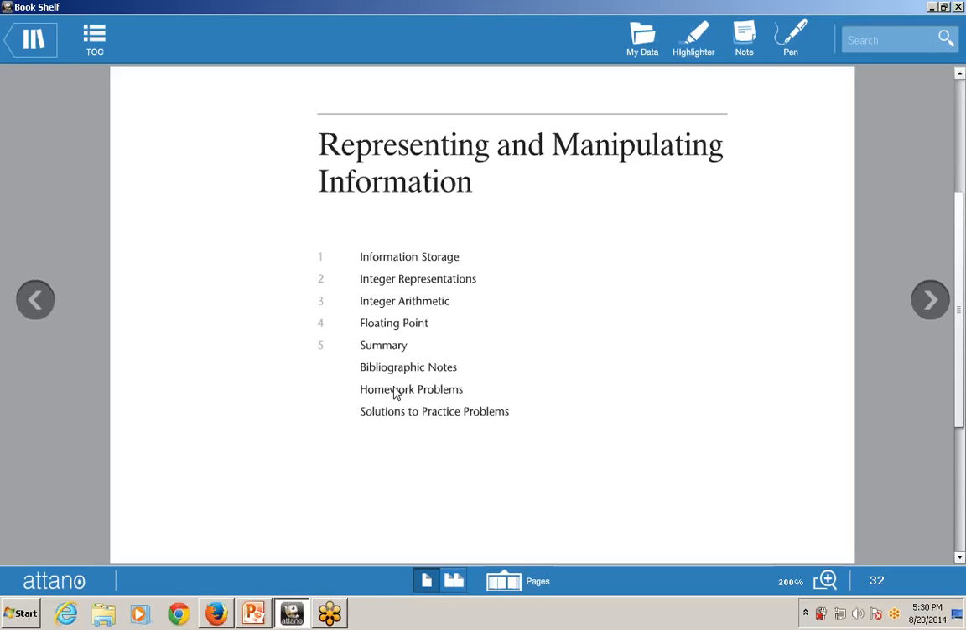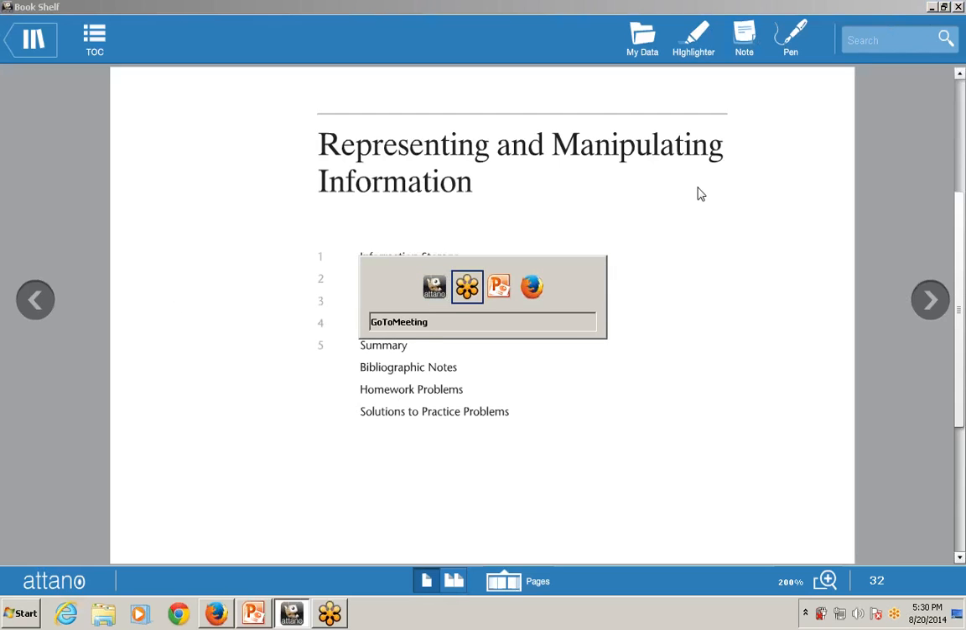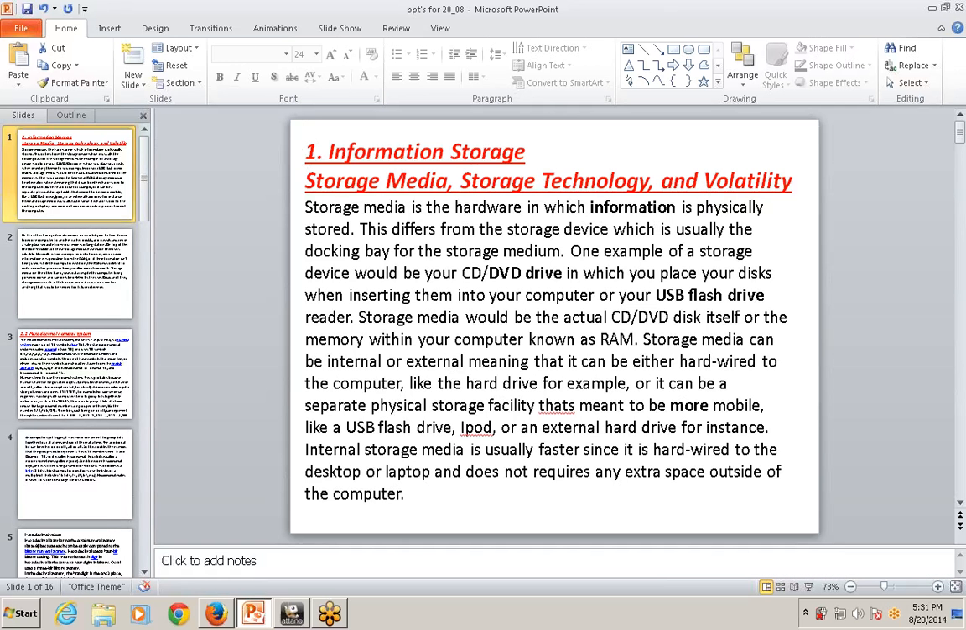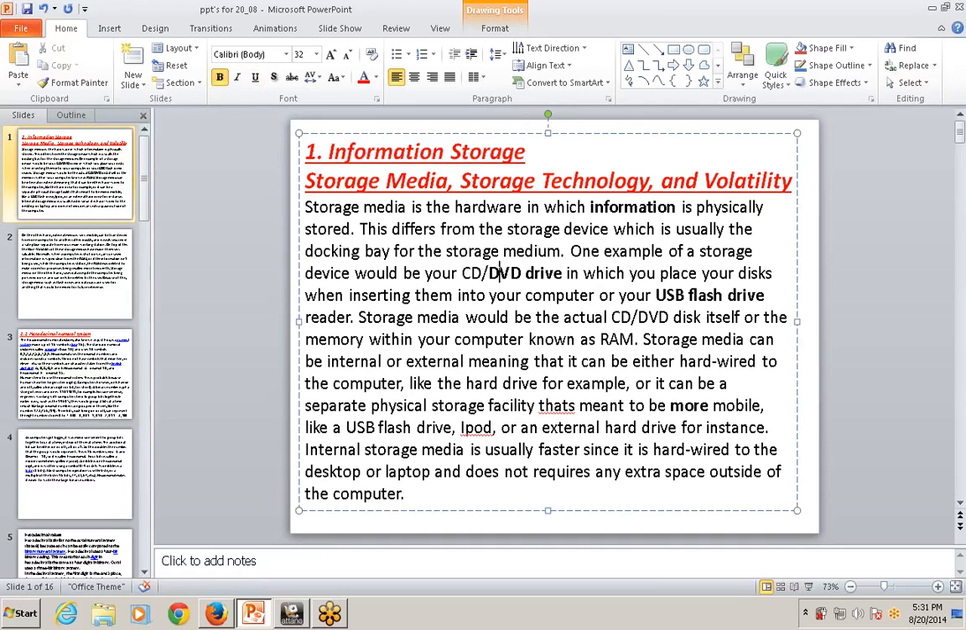As well as there is a new concept, that is manipulating information, means how we can manipulate the information in the computer system. So there are 2 topics involved, that is representation and manipulation. Representation means representing the information and manipulation means performing operations on the data that is stored in the computer system. So the first topic is information storage.